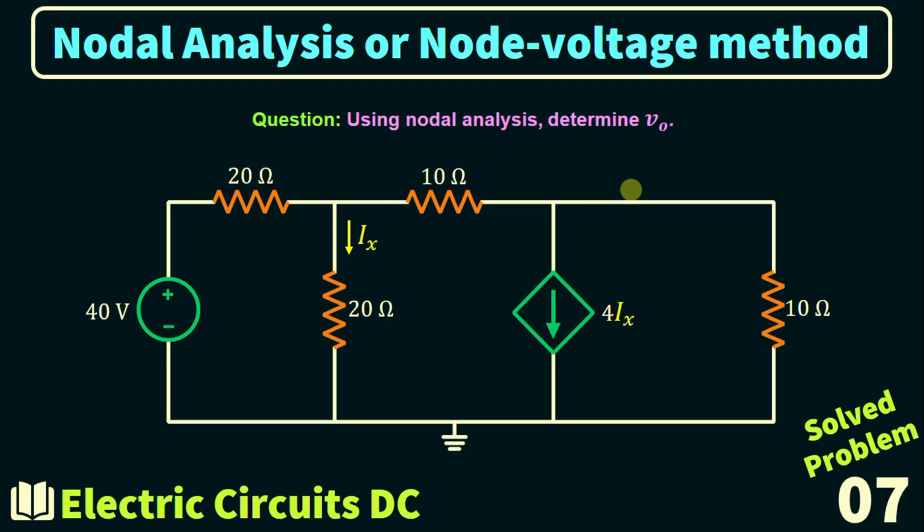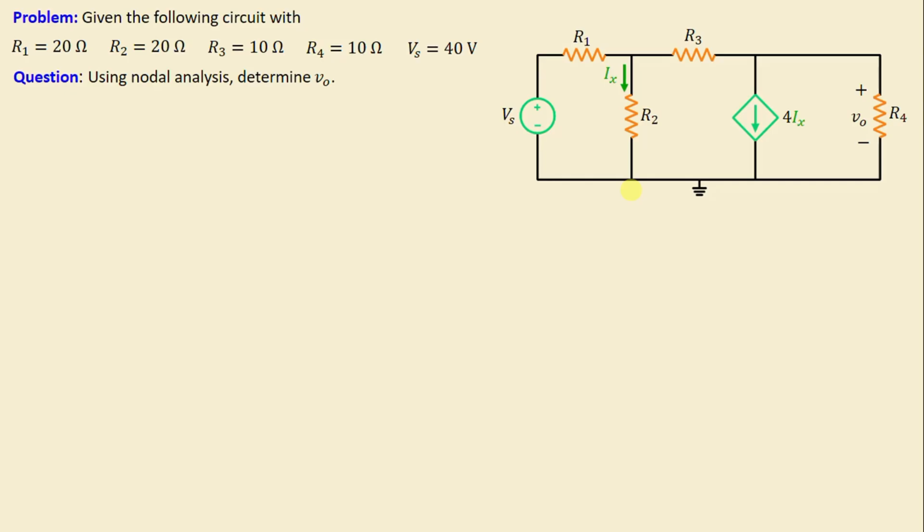Solve the problem number 7. Let's consider this network consisting of 4 resistors labeled R1 through R4 as well as one independent voltage source Vs. Additionally, we can observe the presence of a dependent source, especially a current-controlled current source. The question now is to use the nodal analysis to find the voltage VO. The voltage VO is the voltage across the resistor R4. Let's move on to the solution.